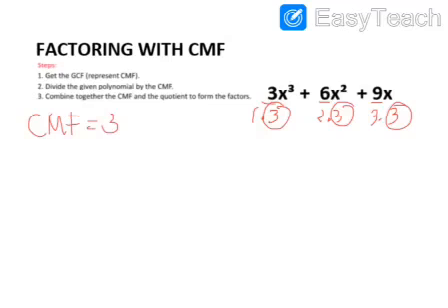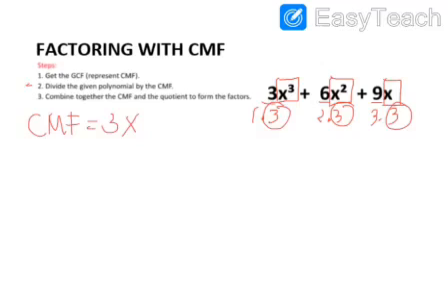So now, let's proceed in getting the GCF of the variables. So just remember the rule of choosing the variable with the least exponent. So in our given, we have x cubed, x squared, and x. Which of the 3 has the least exponent? The answer is x. So therefore, our final CMF is 3x.